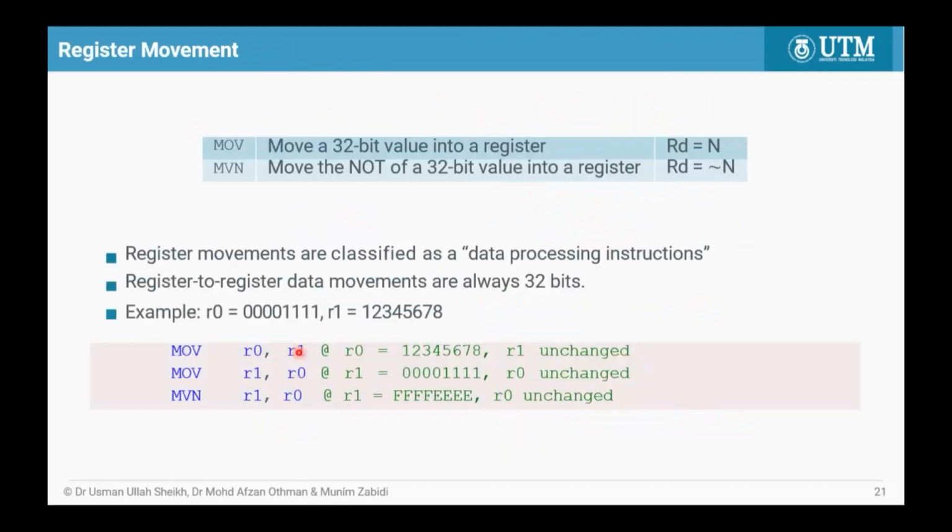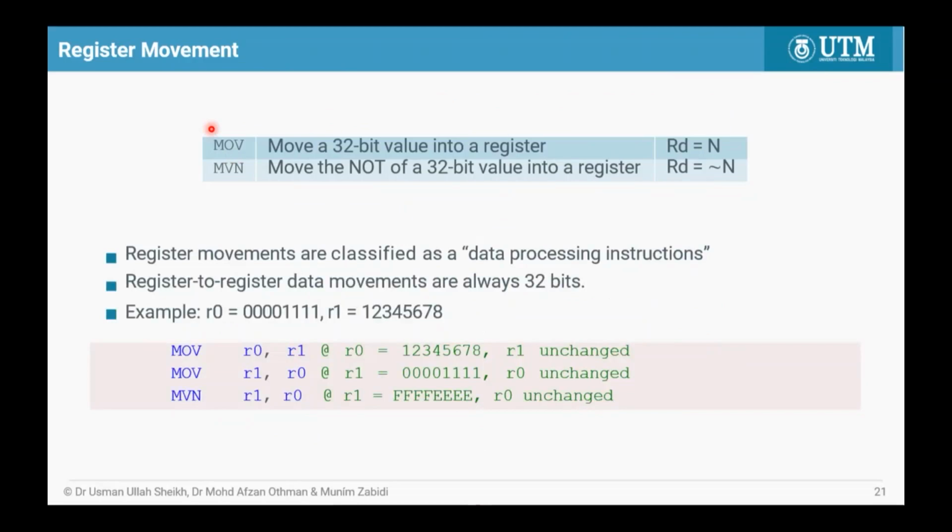Okay, so let's look at the first instruction here, for the data processing. Now we're going to look at the data movement. The instructions for data movement include MOV, which stands for move a 32-bit value into a register. So every time you use MOV, it means that you're going to move a value from one register to another register.